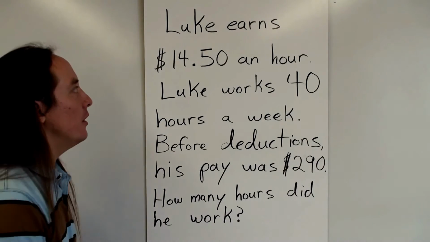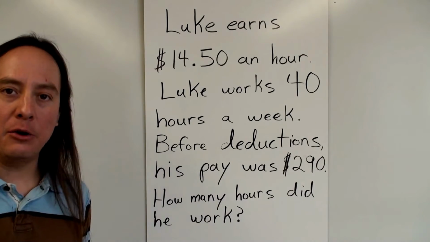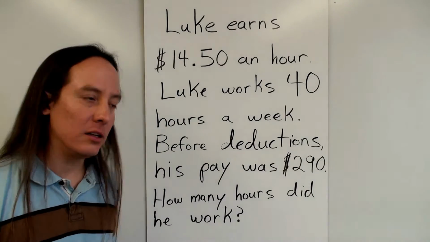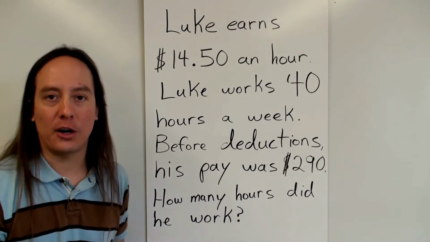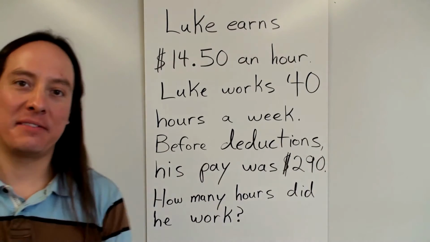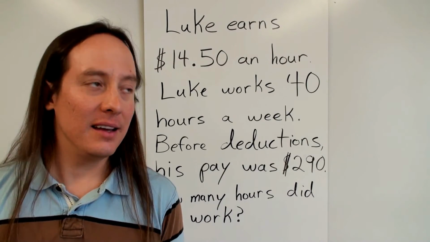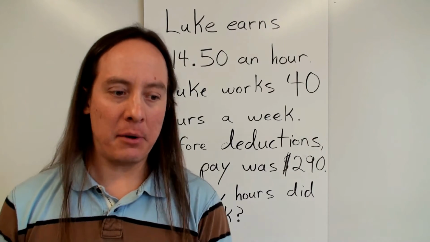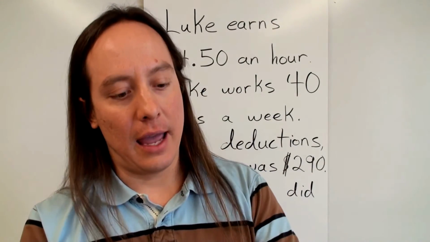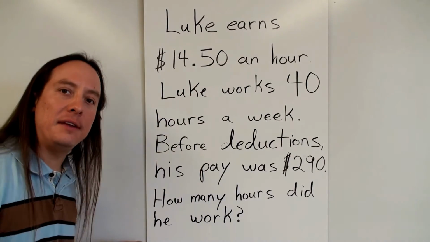It says, Luke earns $14.50 an hour. Luke works 40 hours a week. Before deductions, his pay was $290. How many hours did he work? Okay, so I guess the first thing to do here is to determine whether or not it is a proportion problem. How do we do that? Remember I said in a proportion problem, there should be 3 values, and 2 of them should have the same unit of measure, right? How many values do you see here in this problem?